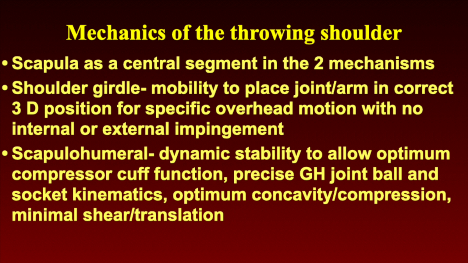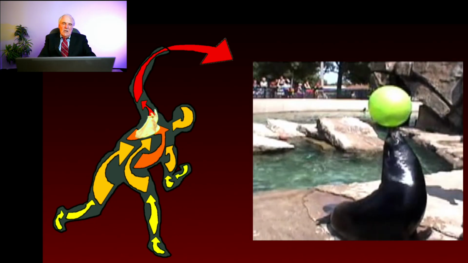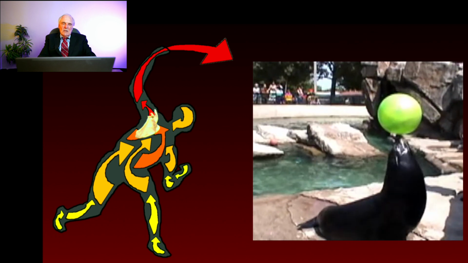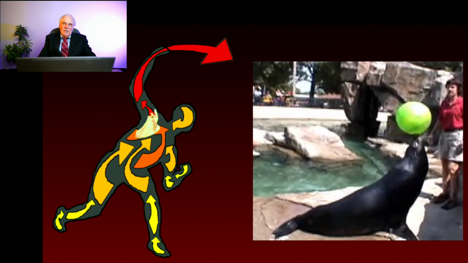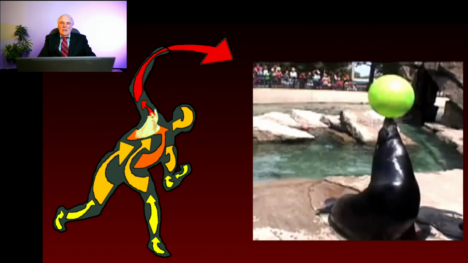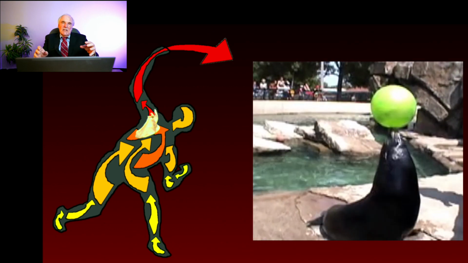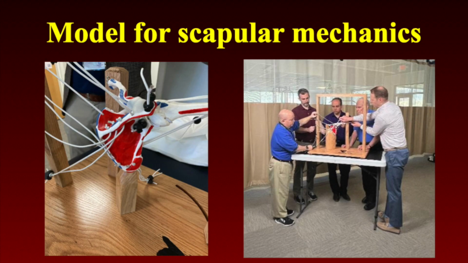It's similar to, you can see on the left here, the scapula has to move in the right position, and then of course you see this all the time. You've heard this before, the ball on the sea lion's nose. The ball is moving, but what's really moving to make it work is the sea lion, which is the scapula. Now we've developed a model so that we can kind of understand the dynamics of this.